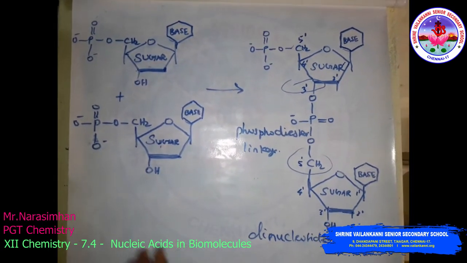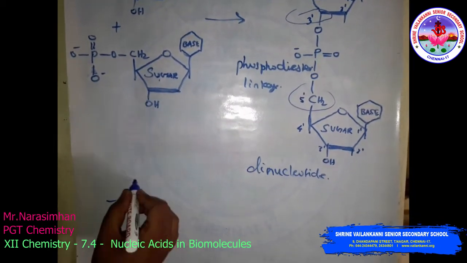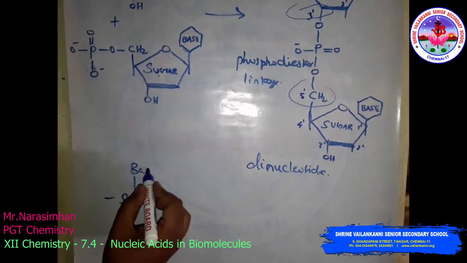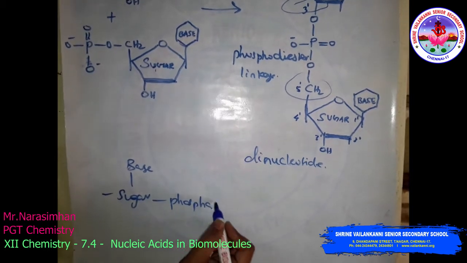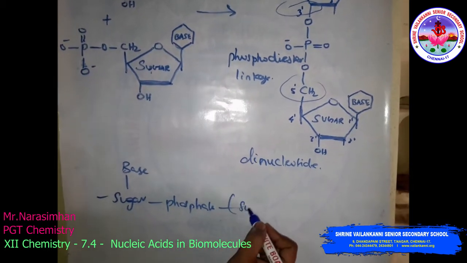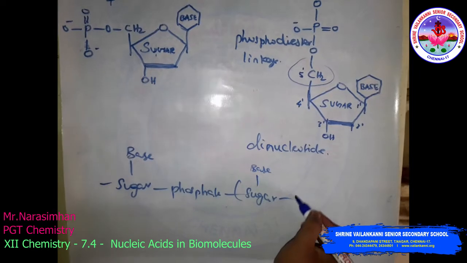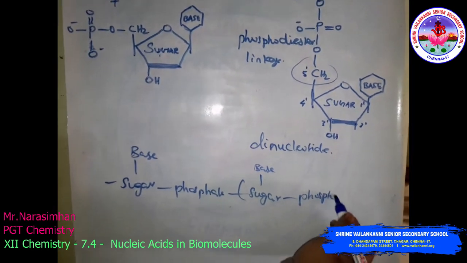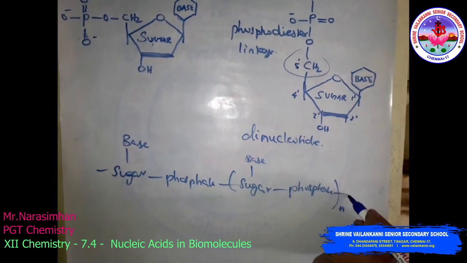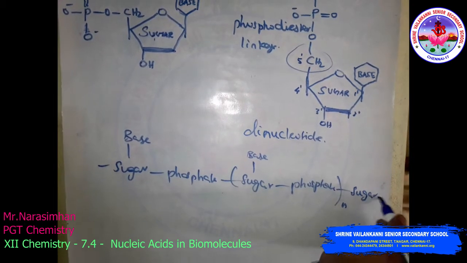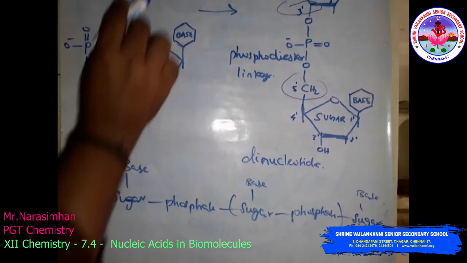That is the simplified structure. We can write it like this: sugar, base, phosphate, sugar, base, phosphate, this goes on n numbers, then sugar, base, like this. So this is the simplified version of the dinucleotide.